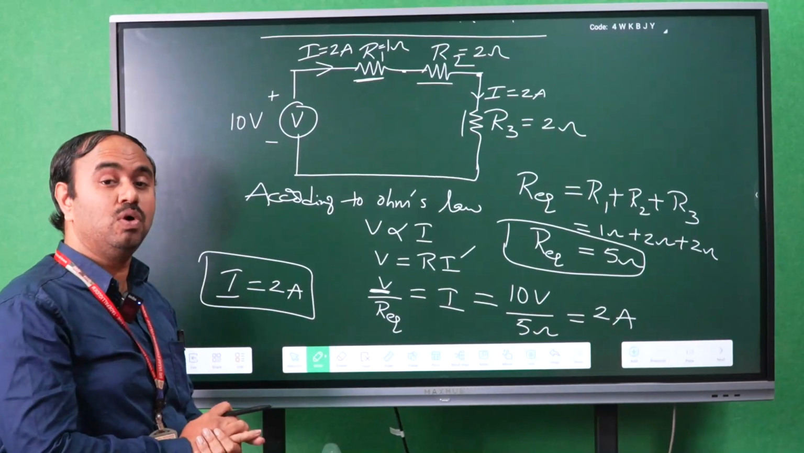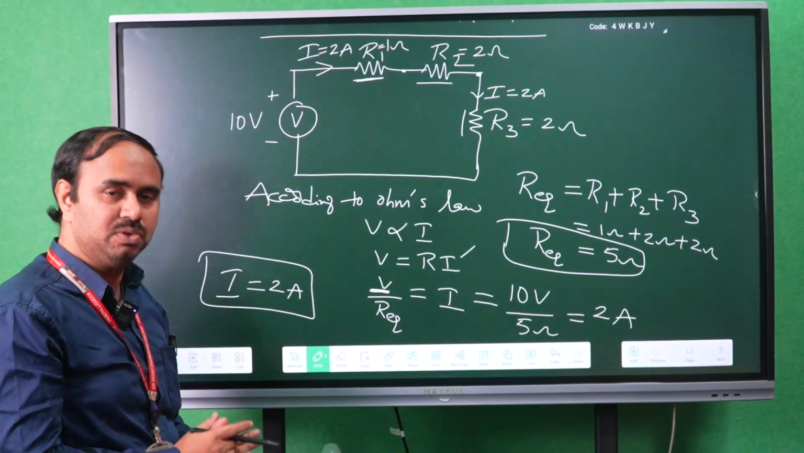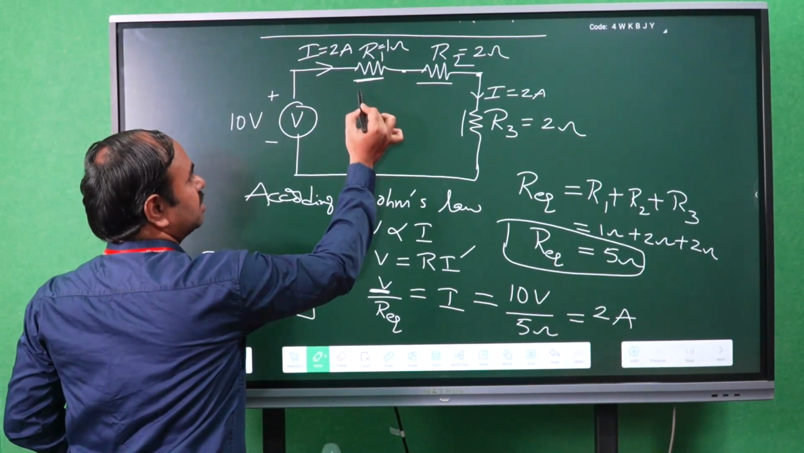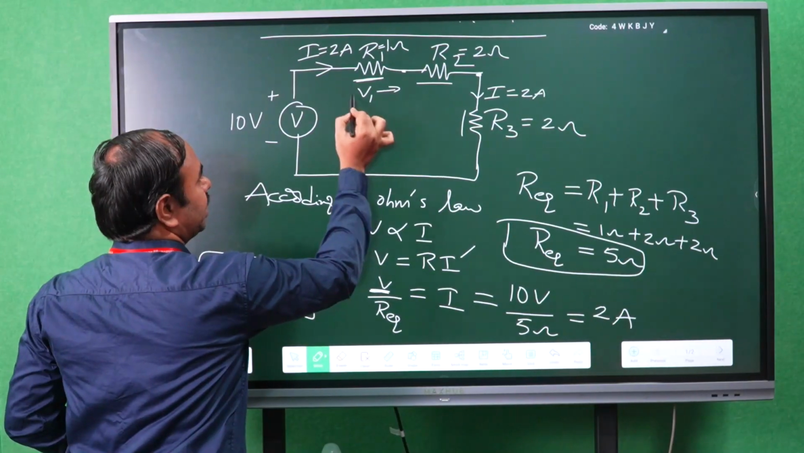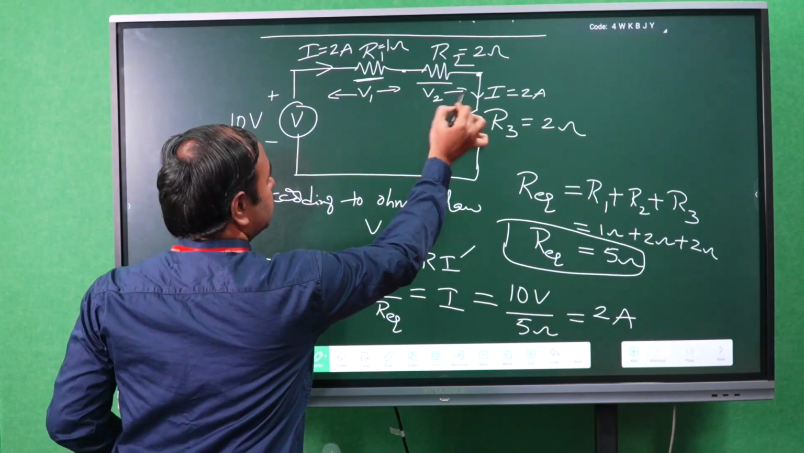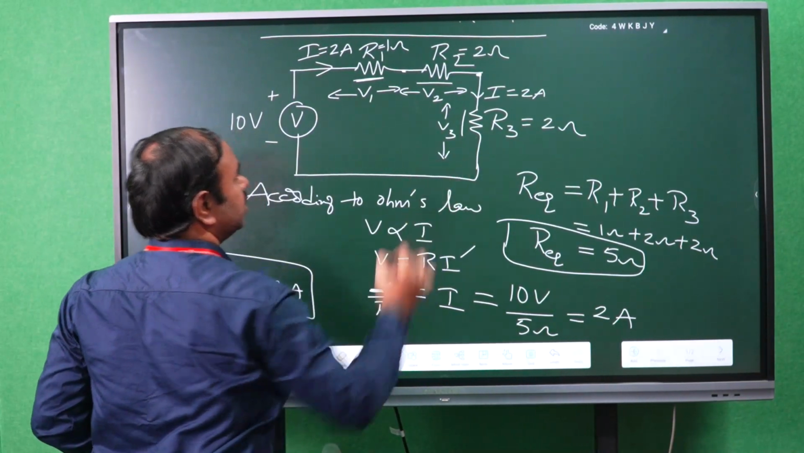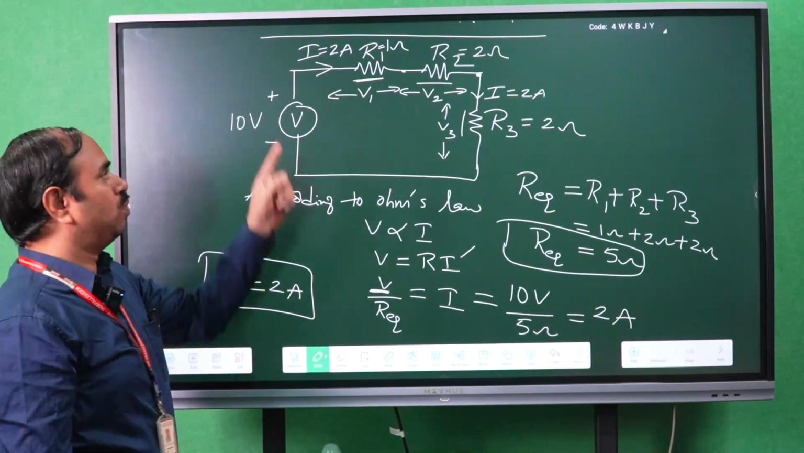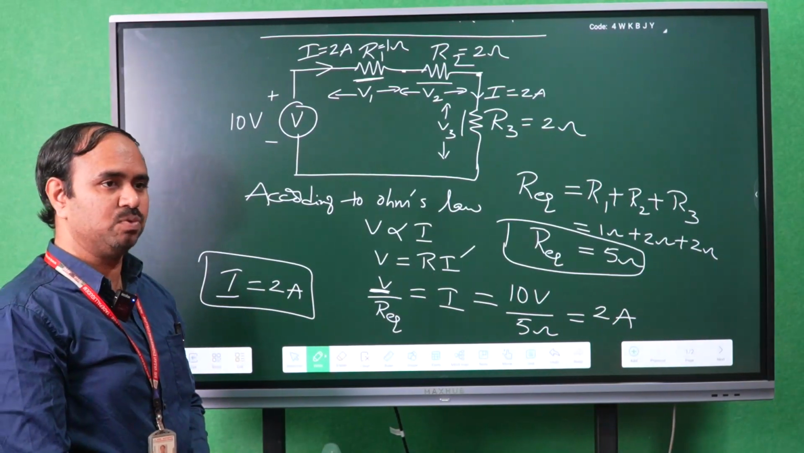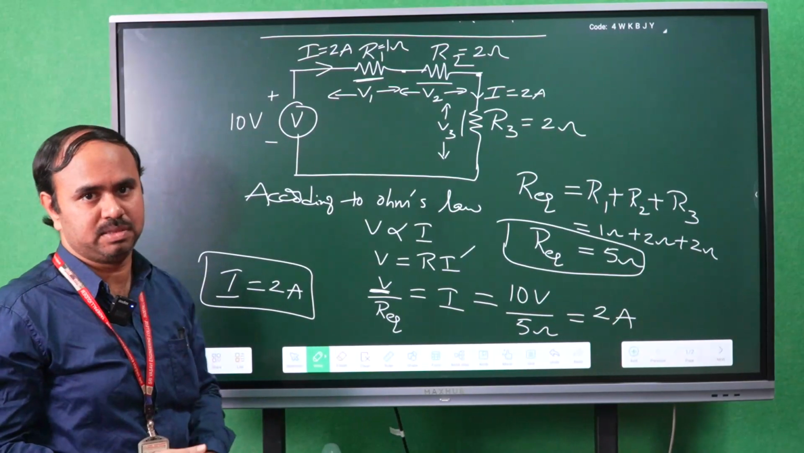Then what about voltage drop? Total voltage is 10 volts. But in a series circuit, voltage drop takes place. So in the R1 resistance, the voltage drop is V1, whereas in R2 it is V2 and in R3 it is V3. So this is the voltage drop that takes place in a series circuit. Current will be the same, whereas voltage will be divided.